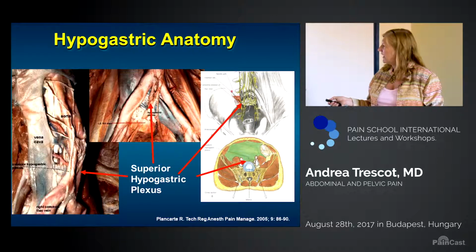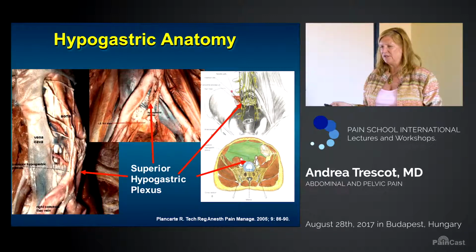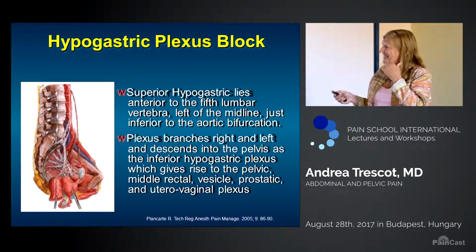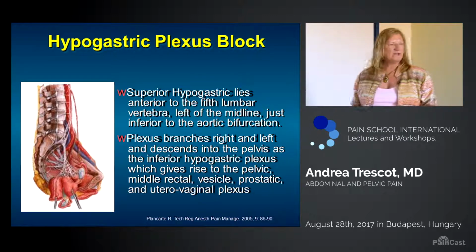And it's a lot of loose tissue in this area, and you can fill that potential space with local anesthetic and potentially neurolytics. And so you see this collection of nerves, and on either side, just sort of in the center of the split of the bifurcation. It lies anterior to the 5th vertebral body, and it gives rise to the pelvic, middle rectal, vesical, prostatic, and the uterovaginal plexus. And so it's a very useful technique for pelvic pain.